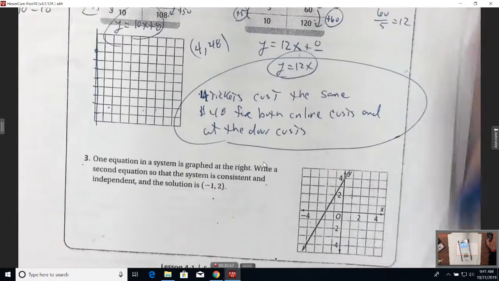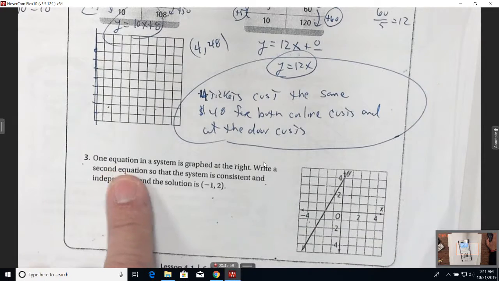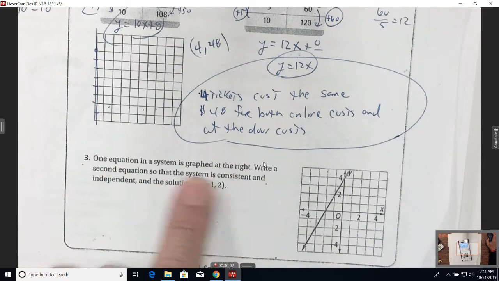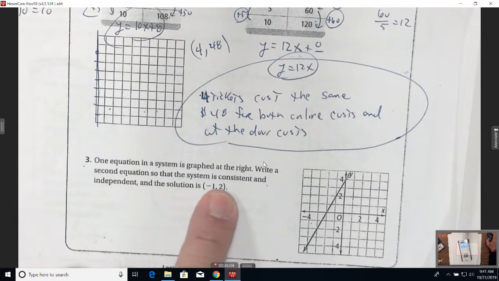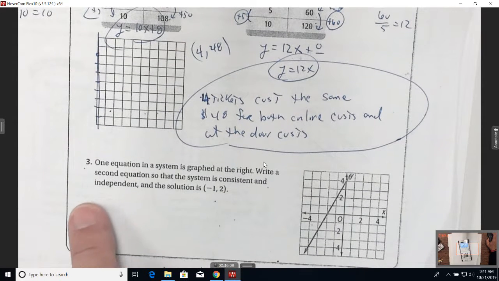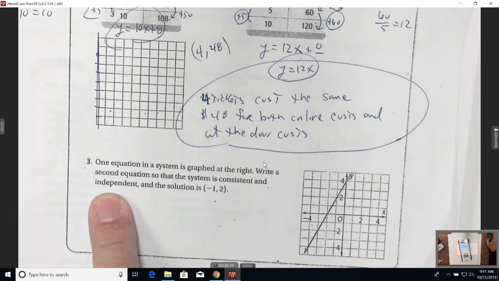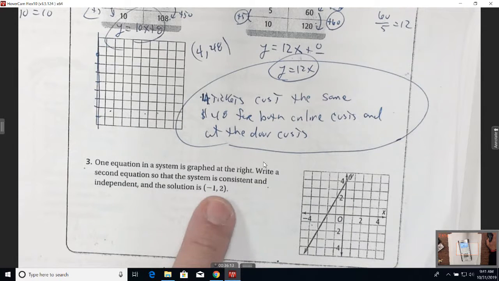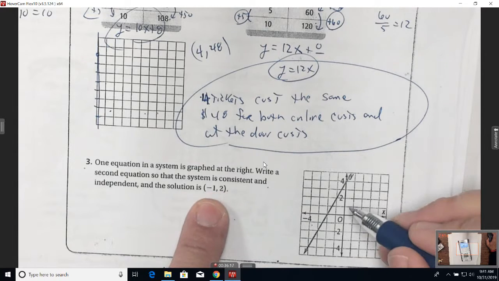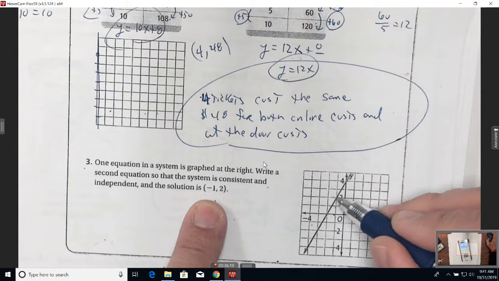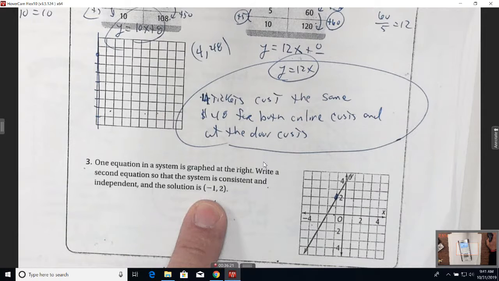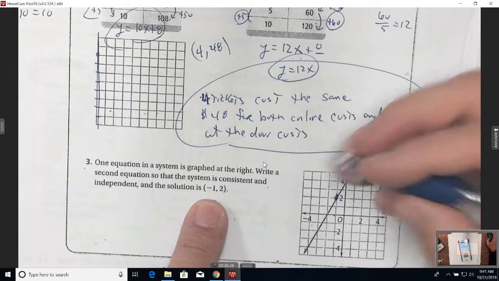Alright, last question and then we'll do some homework. One equation in the system is graphed at the right. Write a second equation so that the system is consistent, which means at least one solution, and independent, which means exactly one solution, and that solution is (-1, 2). So the solution to this should be at (-1, 2). Write an equation of a line that would cross that. It could be anything. Like, what would be an easy one?